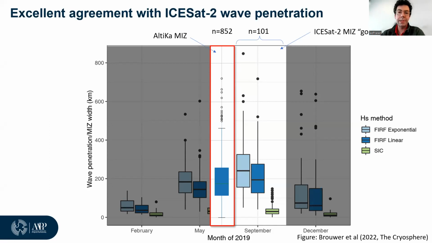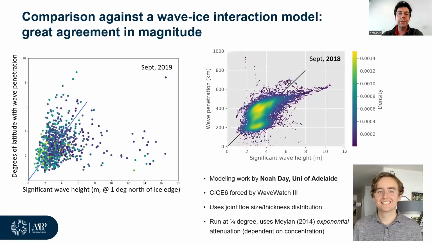And this work is also backed up by the work of Noah, who's here in the room with me. Hi. So Noah has been running a sea ice wave interaction model at a 1/4 degree resolution. Stop me anytime I get it wrong, Noah. Running for the same month of the year, but a different year. This is before NOAA had run 2019. Pretty much the same grouping of points and also the same kind of slope as this line. So this gives us some confidence in the results from the radar altimeter.